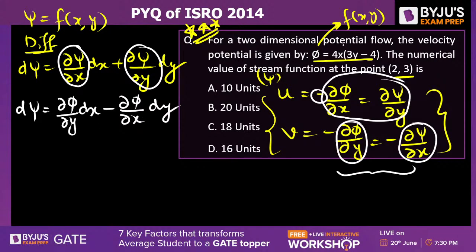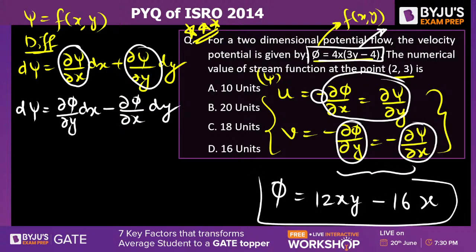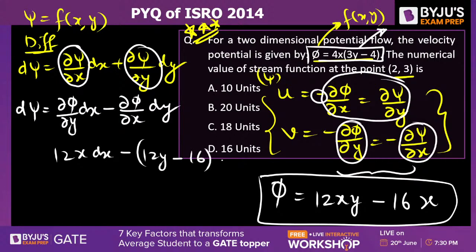Now, what is del phi by del y from the velocity potential function? Differentiate phi with respect to y. Phi is equal to 12xy minus 16x. This is the expression actually. So what is del phi by del y? Isn't it 12x into dx minus, what is del phi by del x? Del phi by del x, isn't it 12y minus 16 into dy. Do you understand it or not?